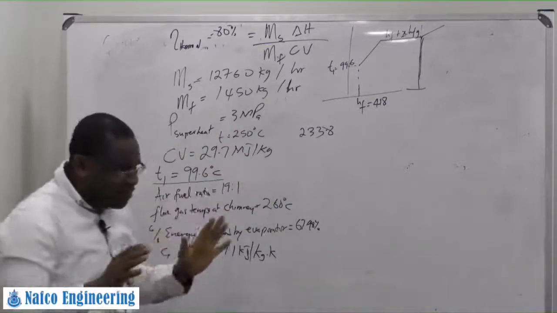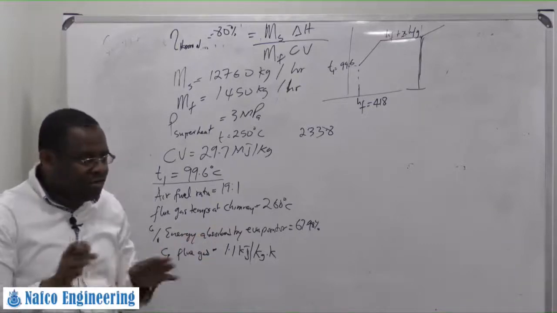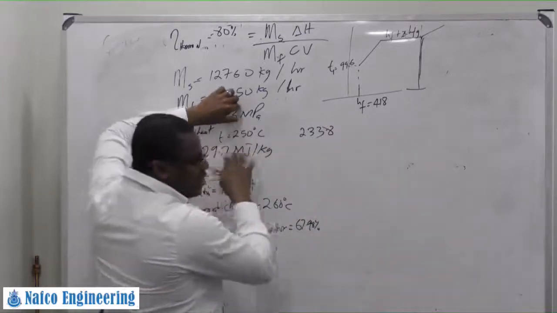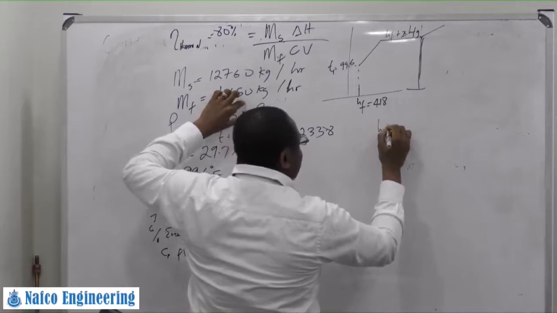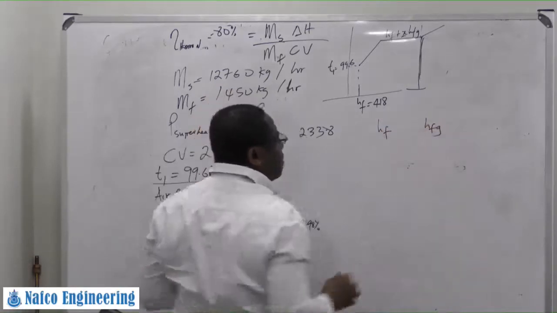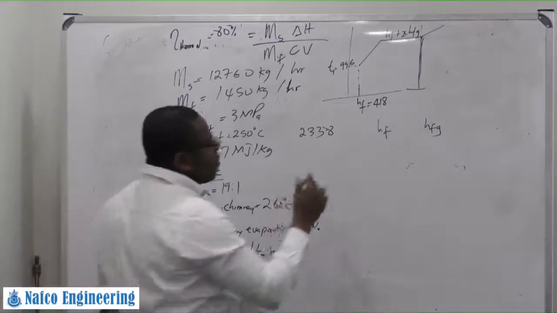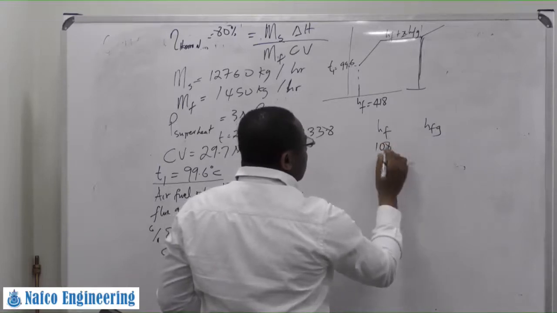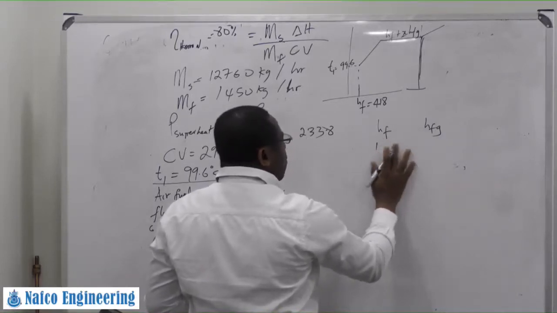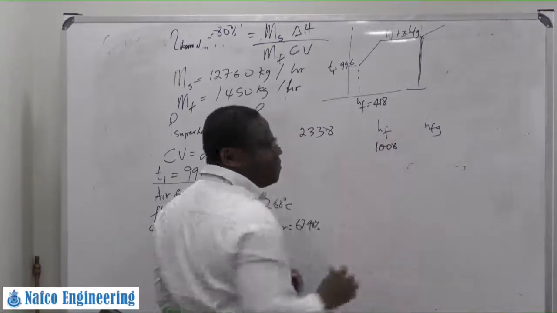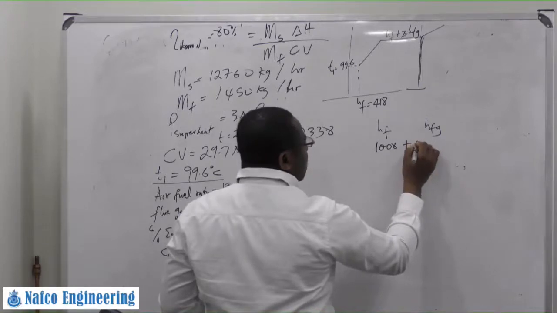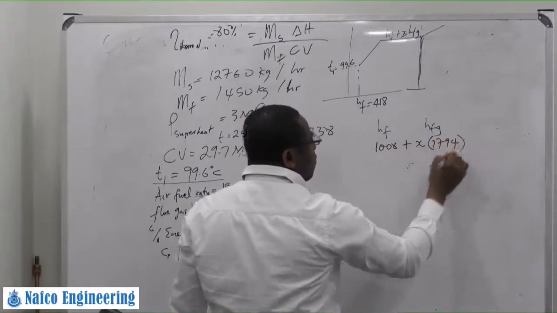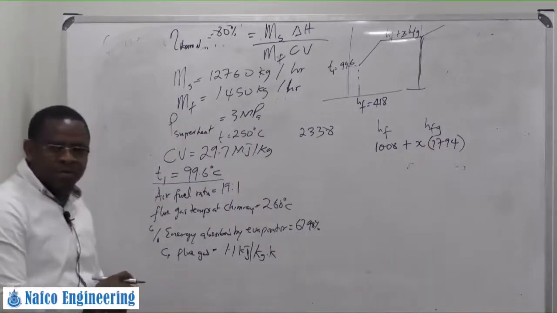there at 3 MPa. There is no change in pressure. So go to that 3 MPa, not on superheat. Just go to 3 MPa, look for HF, and look for HFG. Which is 1008. That's correct. Plus X HFG, 1794.